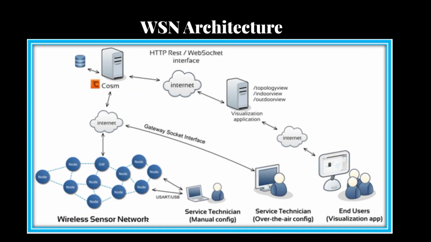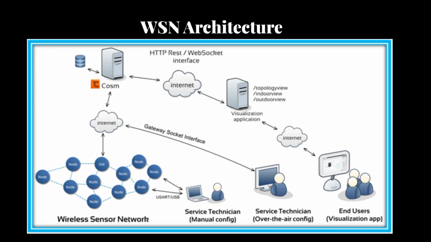Now see the architecture of wireless sensor networks. It's the way the sensor nodes are organized and communicate with each other and with the base station. There are two types of architectures used in wireless sensor networks. One is layered network architecture and the other is clustered architecture. Layered network architecture follows the OSI model and consists of 5 layers: the physical layer, the data link layer, the network layer, the transport layer and the application layer.